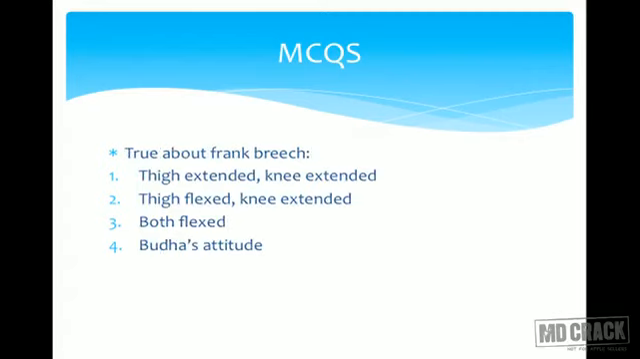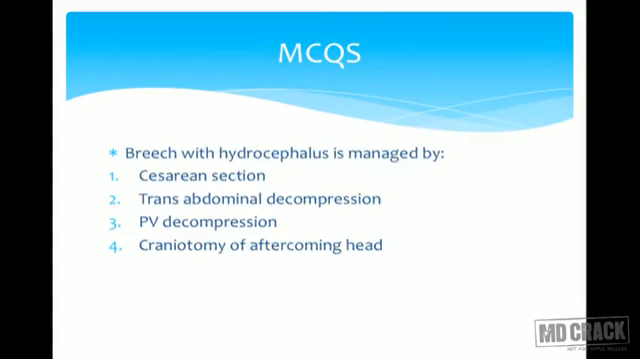True about frank breech: thigh extended, knee extended; thigh flexed, knee extended; both flexed; and Buddha attitude. Now you know that thigh extended would mean either a knee or footling presentation, but with thigh extended, knee extended, that position doesn't exist. Thigh flexed and knee extended is the extended breech, and that's why 2 is the option. Both flexed means thigh and knee both flexed, that will cause complete breech, that will not lead to frank breech presentation. So the answer is the second option.